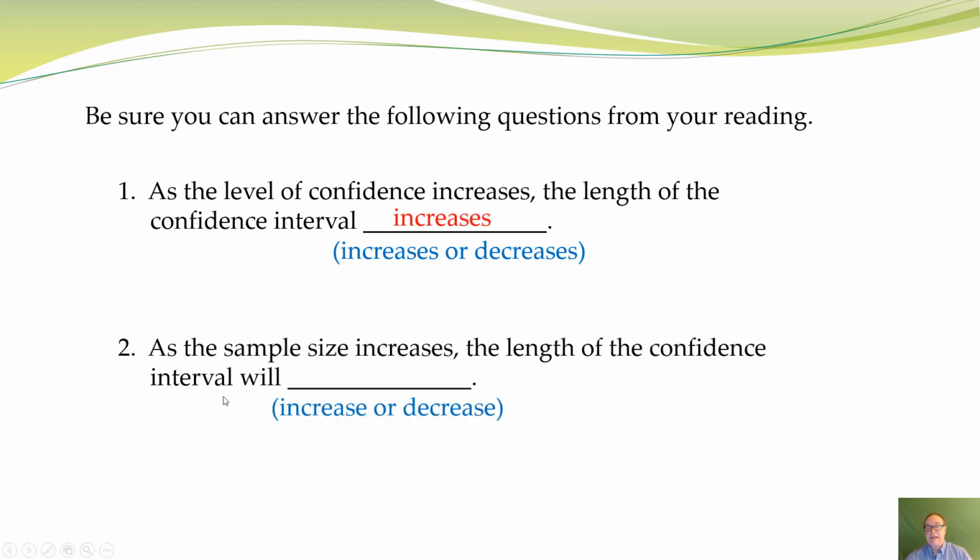Second, as the sample size increases, the length of the confidence interval will what? So if we start off with a small sample size, we're going to get some information. Now, what if we increase the size of the sample? Let's say we had 100 in our first sample, and 100,000 in our second sample. What's going to be the difference? Well, you're going to have a lot more data in 100,000, and it's going to be more accurate. So with a larger sample size, we can cut down on the size of the confidence interval because we can be more confident. So in this case, it decreases.